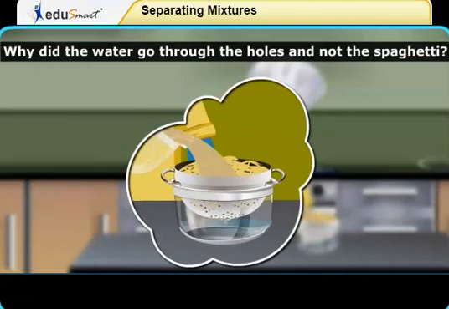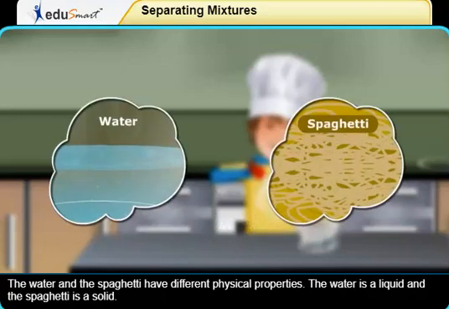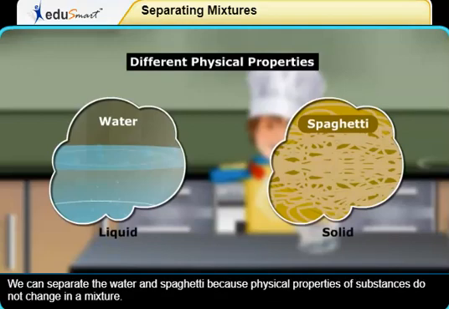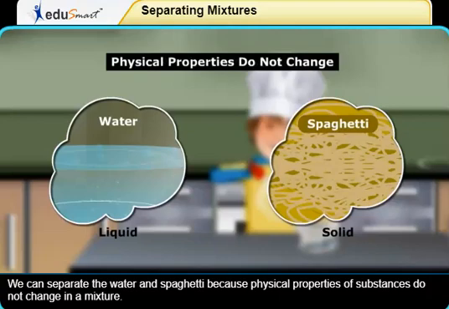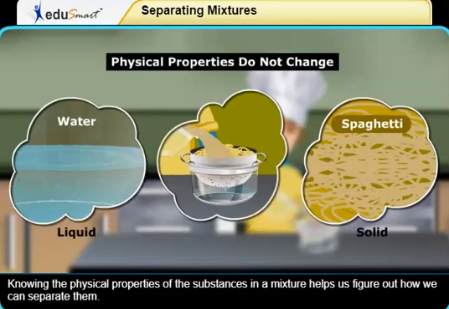Why did the water go through the holes and not the spaghetti? The water and the spaghetti have different physical properties. The water is a liquid and the spaghetti is a solid. We can separate the water and the spaghetti because physical properties of substances do not change in a mixture. Knowing the physical properties of the substances in a mixture helps us figure out how we can separate them.